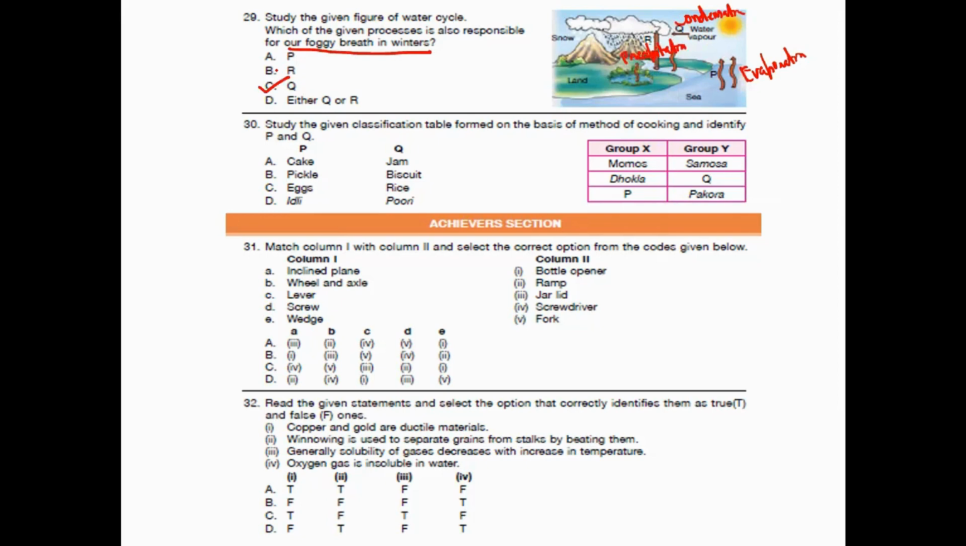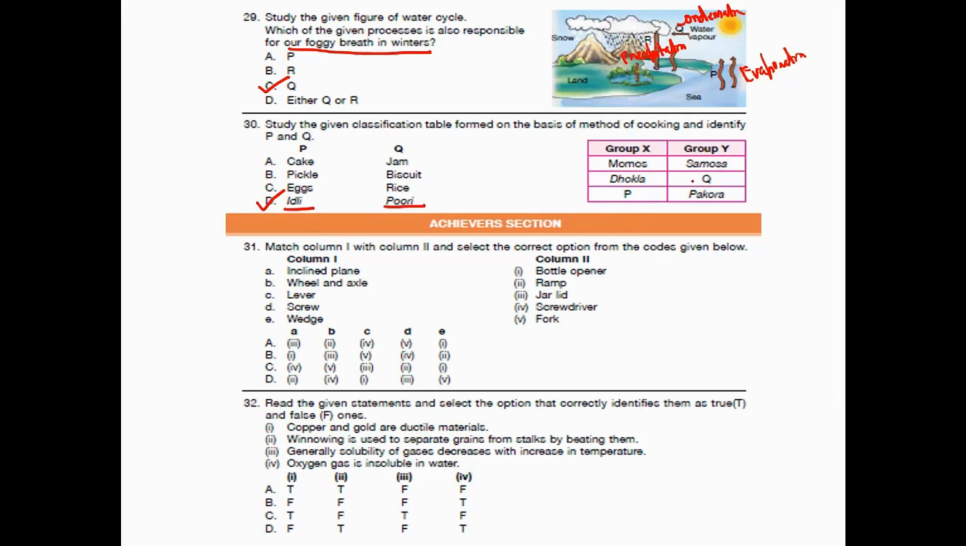Coming to the 30th question, it says, study the given classification table formed on the basis of method of cooking and identify P and Q. So here we can see momos, dhoklas and P. So P can be any food that is steamed. And in group Y, we can see samosa, Q and pakora. So Q can be any food that is fried. So in the D option, idli is the food that is steamed and puri is the food that is fried. So P will be idli and Q is the puri, right?